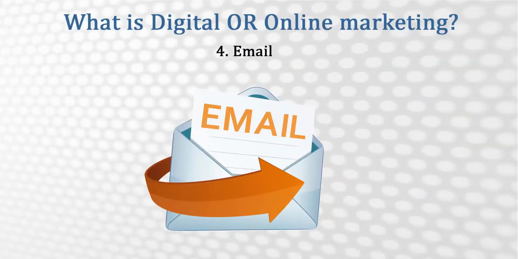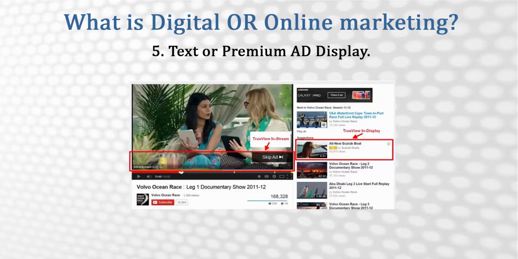The fourth category is email, where you can easily share the link of your website with potential customers who can turn into consumers, or if you have made a new product promotion, you can mail it to your existing customers also. And the fifth category is text or the premium ad display, which you mainly see on YouTube and content ad networks, where the ads are displayed in different formats on websites. So these are a part of your online marketing, or so-called digital marketing, which revolves around these 5 parameters throughout the globe.